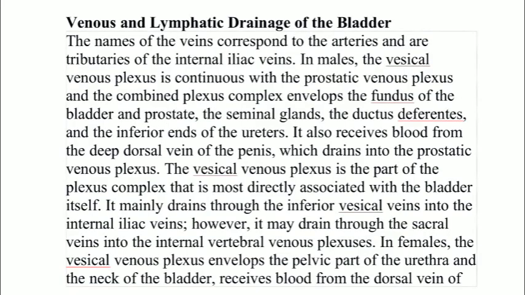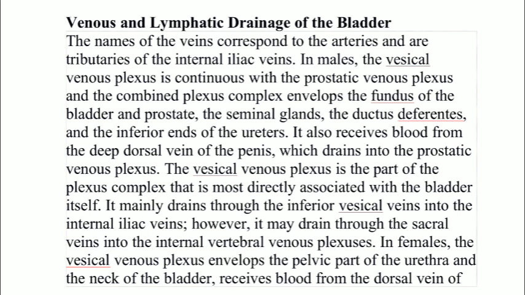Venous and lymphatic drainage of the bladder. The names of the veins correspond to the arteries I mentioned a while ago, and the veins are tributaries of the internal iliac veins. In males, the vesical venous plexus is continuous with the prostatic venous plexus, and the combined plexus, that's the vesical and the prostatic venous plexus, combine to envelope the fundus of the bladder and prostate. They also envelope the seminal glands, the ductus deferens, and the inferior ends of the ureters.